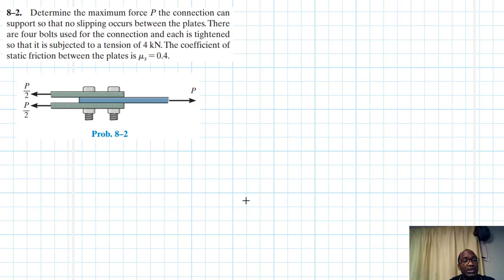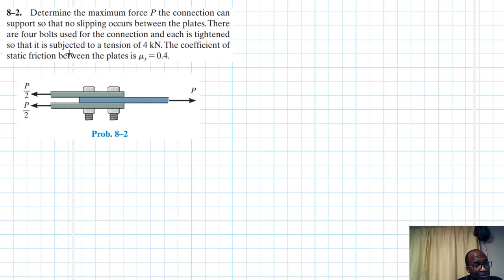Now we are being asked to determine the maximum force that this connection can support so that there is no slip. Very interesting. We are not even talking about the capacity of the bolts and so on, just the friction capacity. All right, how much P can we carry, due to the friction capacity of these particular three plates that are held together by the 4 bolts? Very interesting, I think. Of course, direct, but quite interesting.